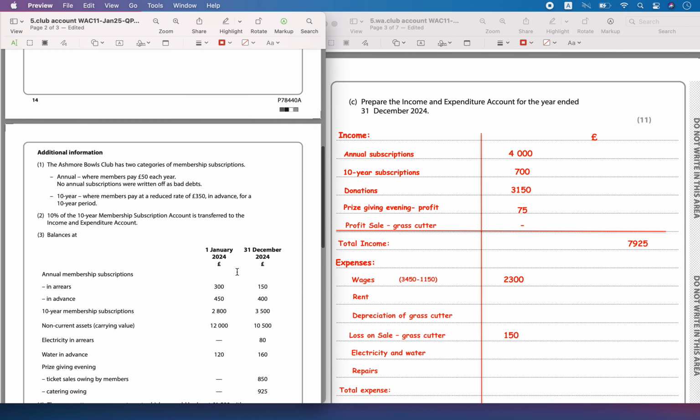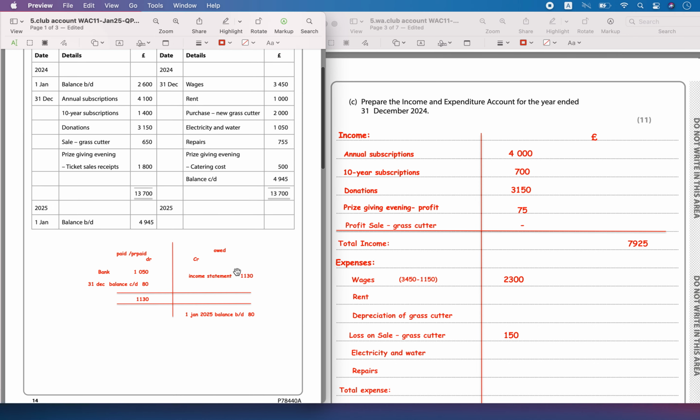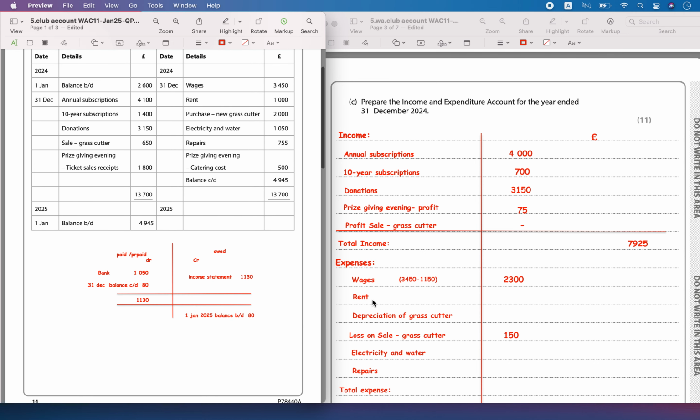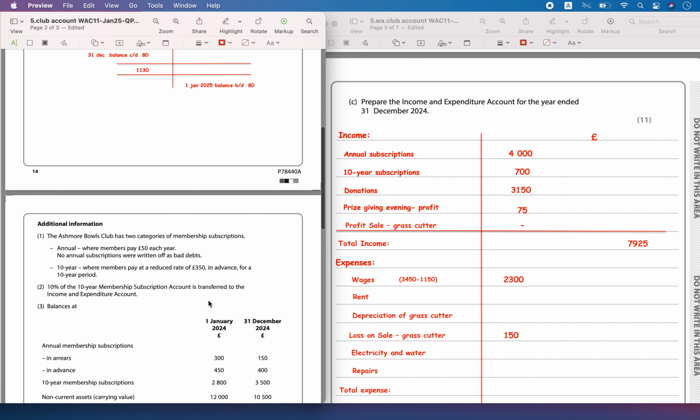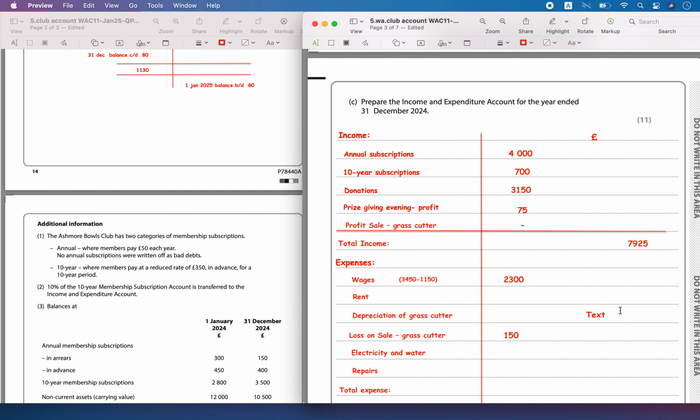Then we have the rent. Okay, the rent information given is, it is 1000. Okay, 1000. And was there any other information about the rent? There is nothing, so we will include that.